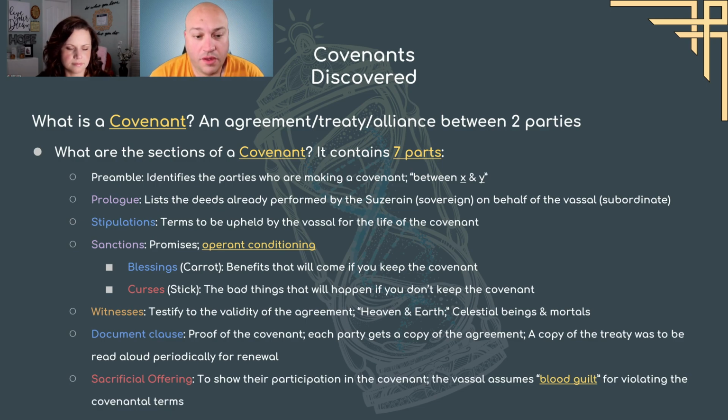Last week we went over the components. There are 7 parts to what the covenant looks like, in the form of a sovereign vassal agreement. This week we're going to go over each of these components in greater detail, so we really understand what it is that we're signing up for when we make this covenant with God. Does that make sense? So here are the 7 components.